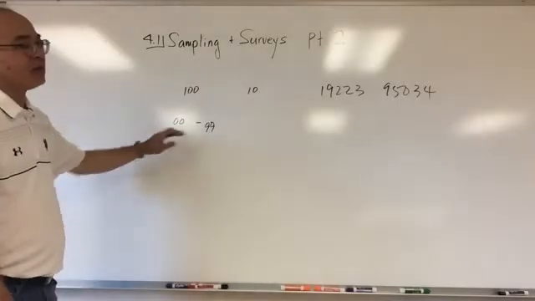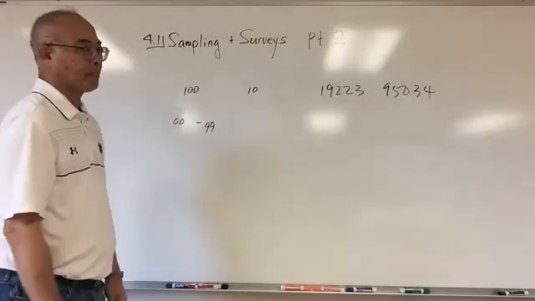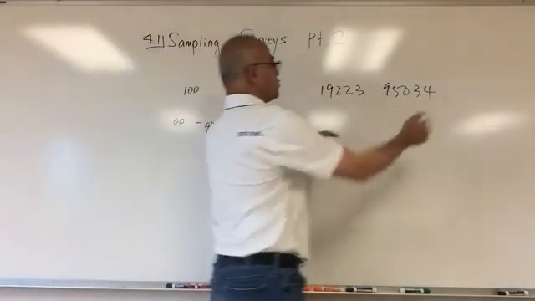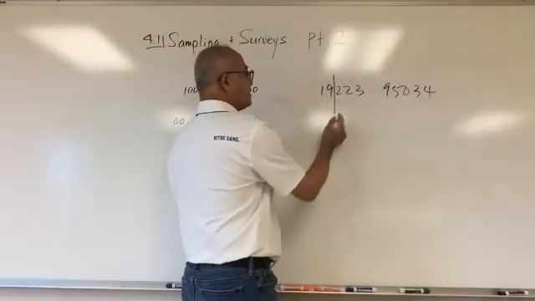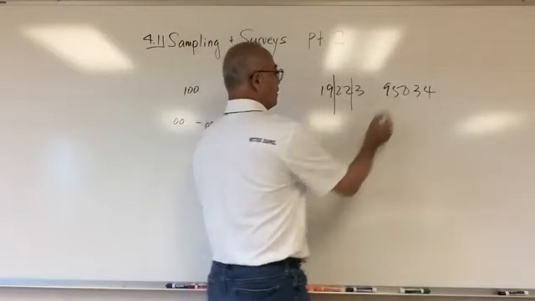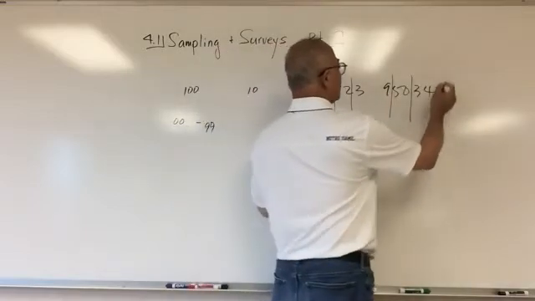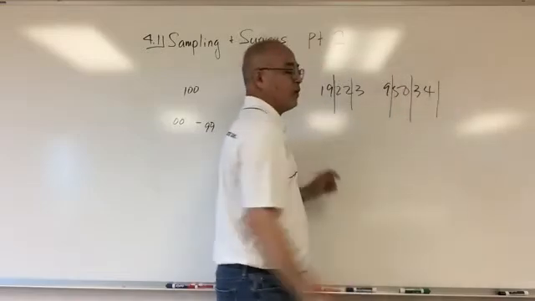If you go from 0 to 99, you can play with 2-digit numbers, right? So each one of these are gonna be 2-digit numbers. So you're gonna go from here. The first number is 19. Second number is 22. Third number is 39, 50, 34, and so on and so forth. You understand how that works?